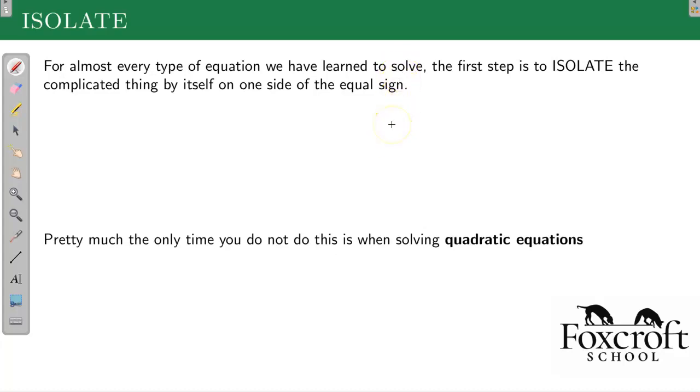Pretty much the only thing we've talked about, which is a new type of equation that doesn't require you to isolate it, is the quadratic equations. That's when you get everything to one side and 0 on one side. So really those are like the odd one out. Pretty much everything else, it's like get this thing by itself first because it's complicated, and then solve it.